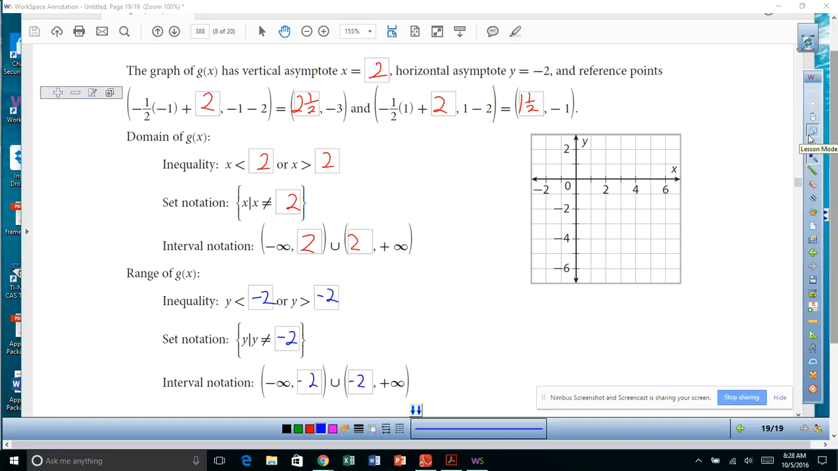And then I guess it wants us to graph it. So let's graph it. We found the new points. First, let's do our horizontal asymptote and our vertical asymptote. We've got black here. Let's make that red. And we got y equals negative 2, so that's going to be right here. And then we got our vertical asymptote, x equals 2. That's going to be right there.